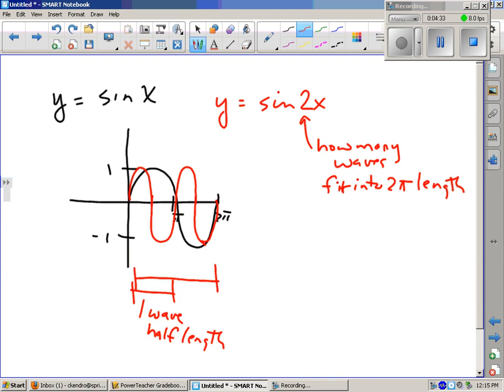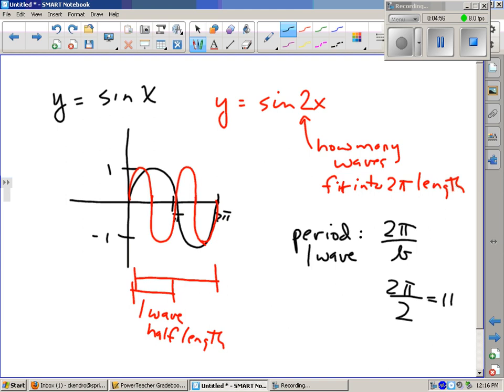Now they have a little formula to help keep it straight in case you forget if it's twice as many or half as many. One wave is called the period. It's how often it repeats. The period is found by taking 2 pi over b. So in our case, it would be 2 pi over 2, which is just pi. From here to here is a length of pi. So one wave fits in a length of pi. So that becomes the new wavelength.